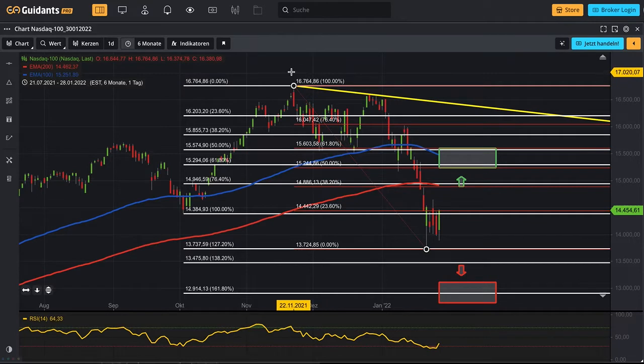So if you check out a couple of numbers, possibly interesting to see that we have a Fib retracement analysis here, a Fibonacci analysis from the last low here, 14,384, up to the record high at 16,764, and you see that back down the correction to 13,724.85.